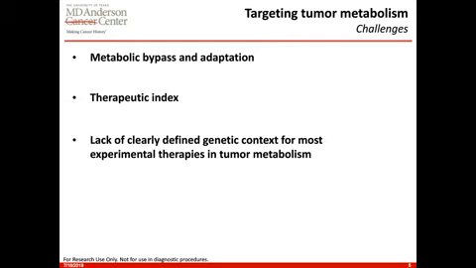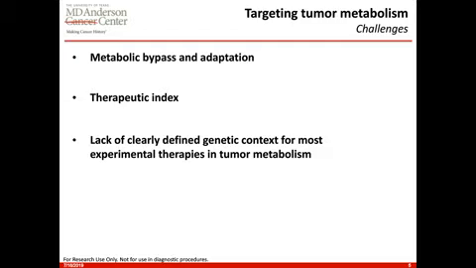adaptation occurring. And second is the therapeutic index, because many of these mechanisms occur in normal cells as well, so very often we're highly relying on the rapid proliferation of cancer cells to argue for a therapeutic index. And thirdly, for many experimental therapies for tumor metabolism, there is a lack of a clearly defined genetic context, probably with the exception of IDH inhibitors.